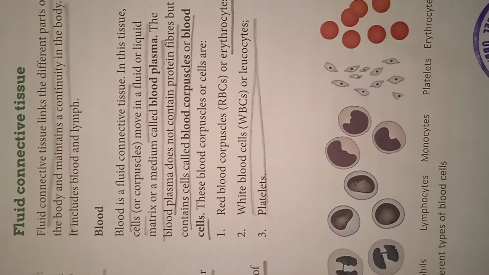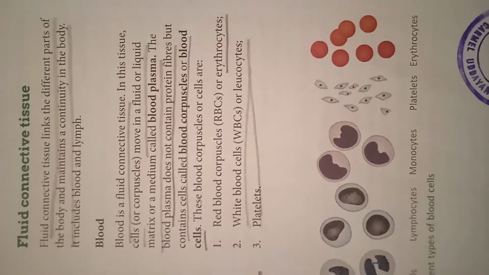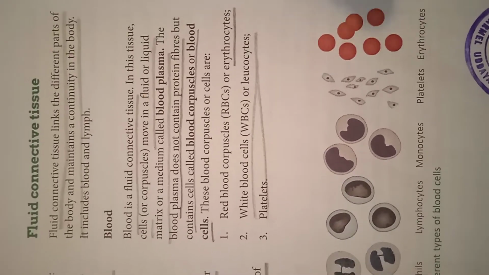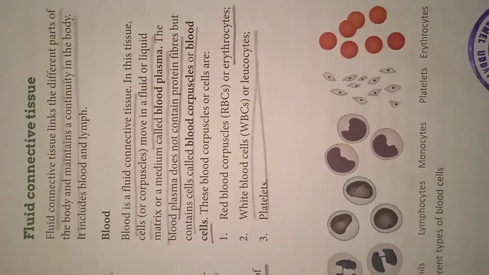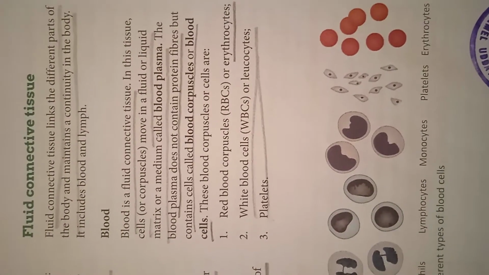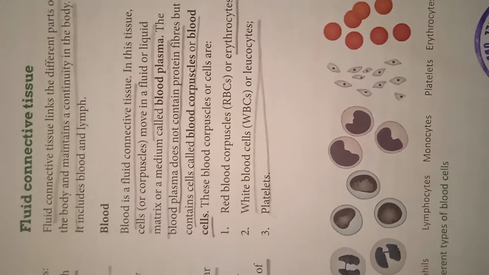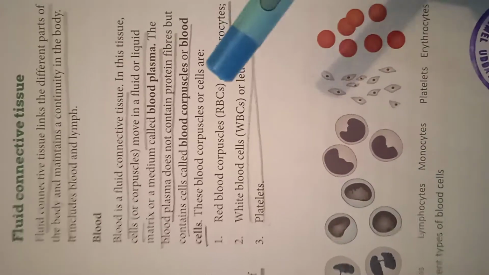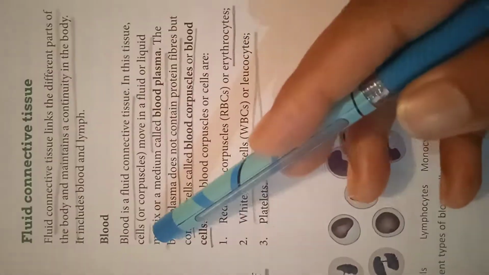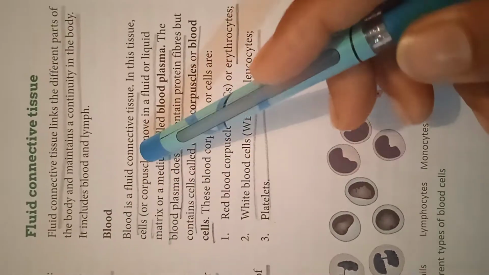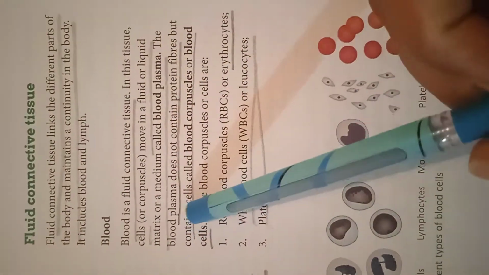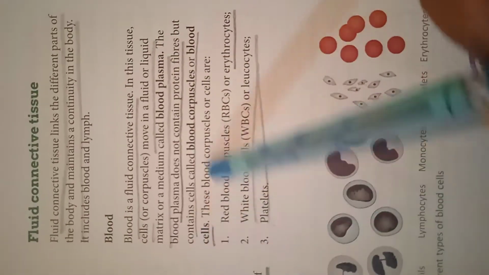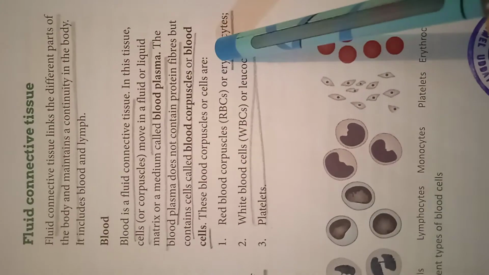Now, fluid connective tissues. As the name suggests, this tissue links the different parts of our body, and it ensures that whatever fluid is flowing through the body, its supply should continue. For example, blood. Through the blood, the whole body is connected. So this blood is a fluid connective tissue. It is a connective tissue plus fluid, meaning it is in liquid form, connecting one part to another. These also have a matrix or medium called blood plasma.